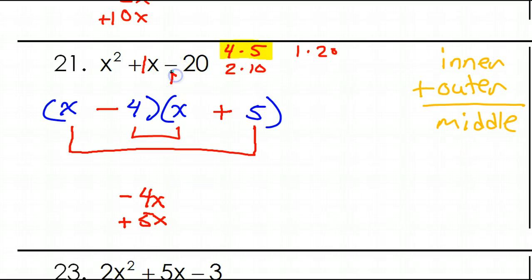We always have to check one more thing. Are we getting the negative 20? Negative 4 times positive 5 is negative 20. The signs are correct, which means this is the answer.